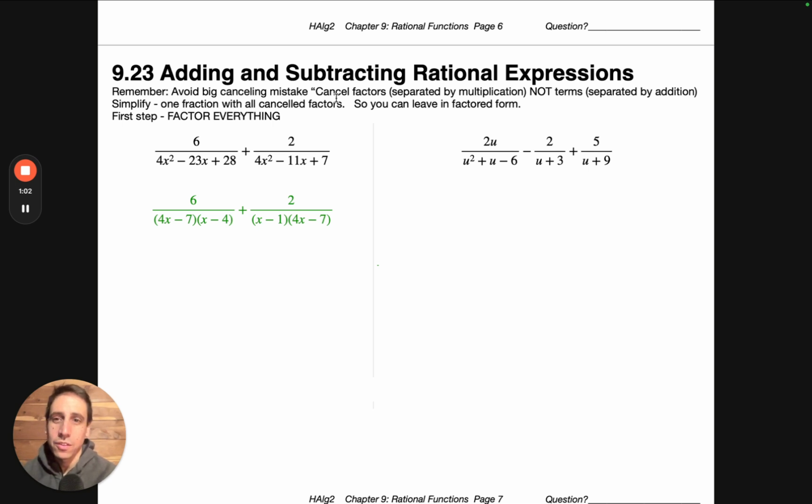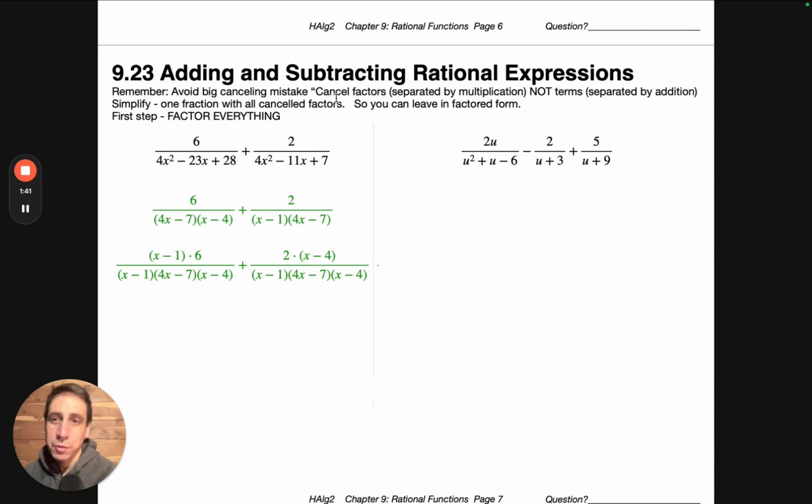Notice you can see there are two different things in the denominators. There's a 4x minus 7 and an x minus 4. There's also an x minus 1 and a 4x minus 7. The least common denominator has 4x minus 7, which occurs in both. So what you have to do is get common denominators by multiplying the left fraction by the factor it doesn't have, x minus 1. You can multiply the right fraction by the factor that it doesn't have, x minus 4. Looks like this.